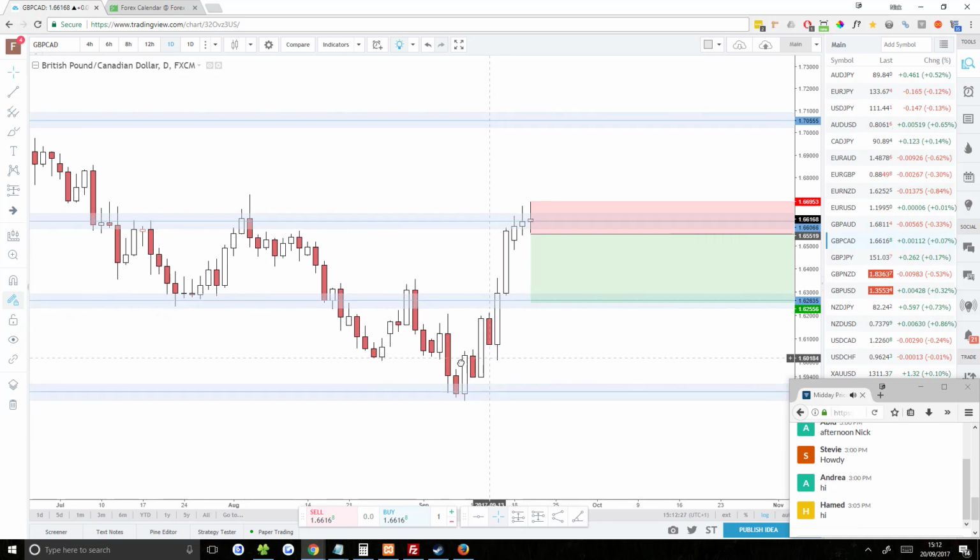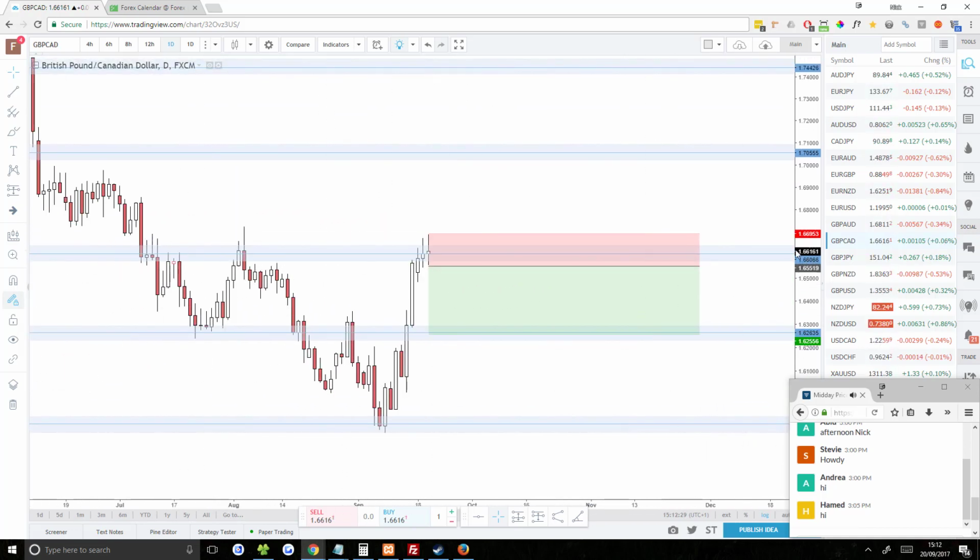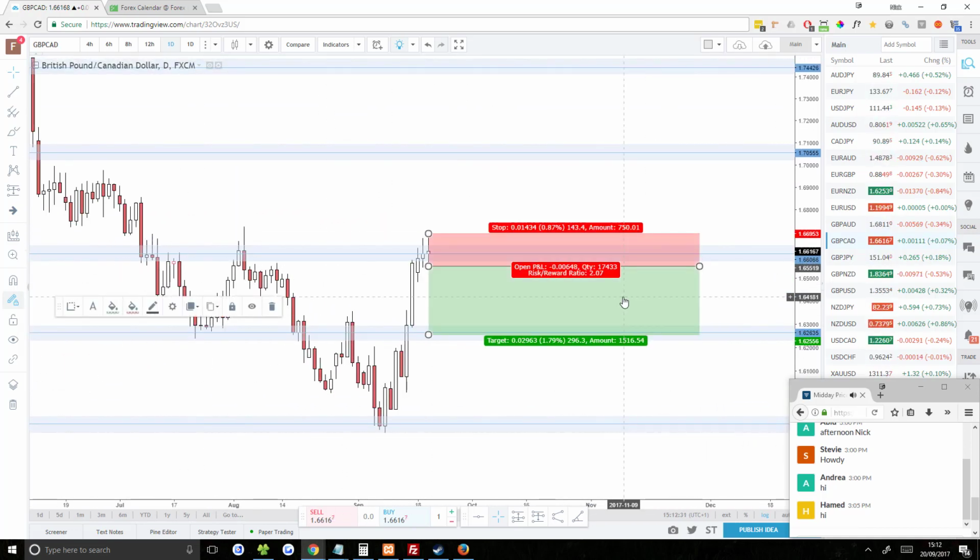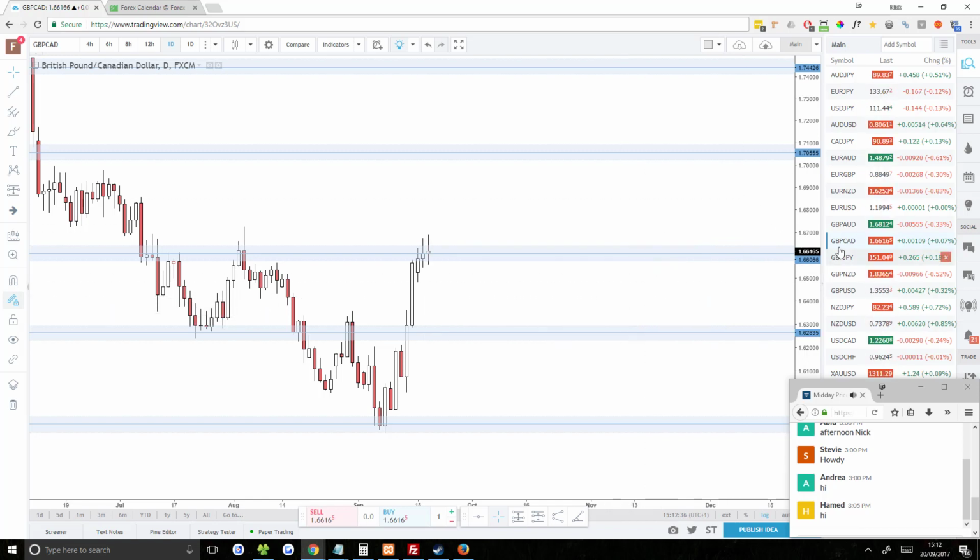And we can maybe squeeze in a risk to reward ratio of 2. Let's keep an eye on this. It could turn into a decent trade. GBPCAD, I'm watching it on the daily.